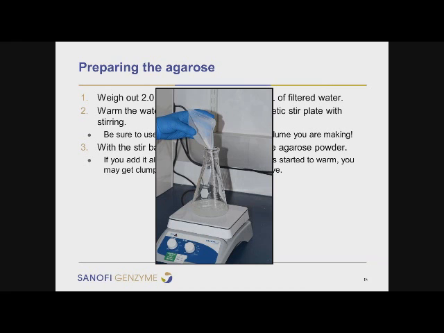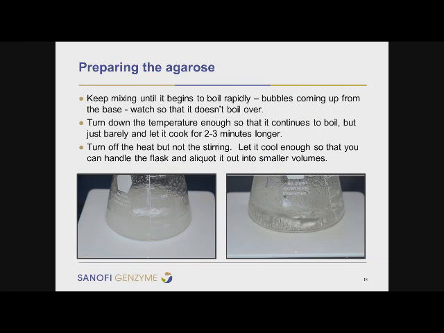So continuing, I'll keep mixing it until it begins to boil rapidly. If you look on the left, you can see it's opaque here. That's because it hasn't dissolved. But on the right, you see bubbles forming here. That's when it's starting to boil, and it turns clear. So that's when I'll turn down the temperature enough so it continues to boil, but just barely, and I let it cook for another 2 or 3 minutes longer, not too long.